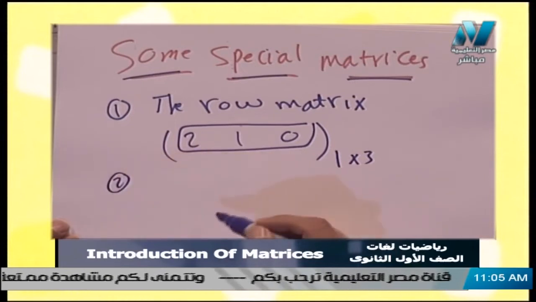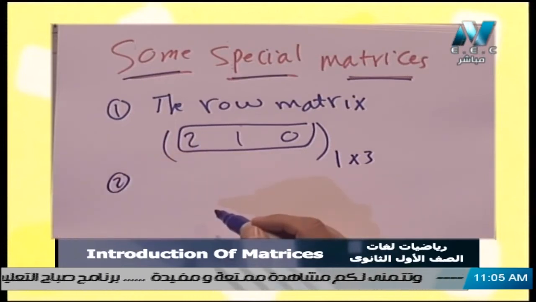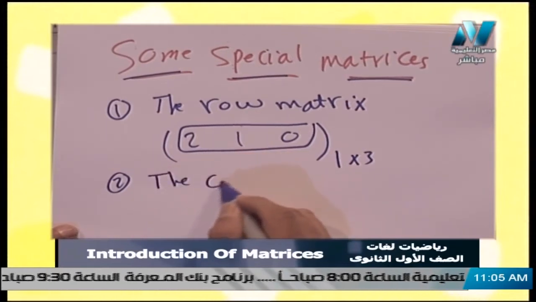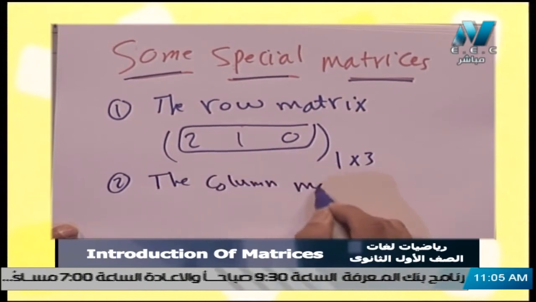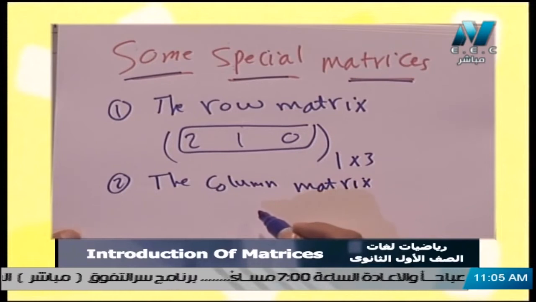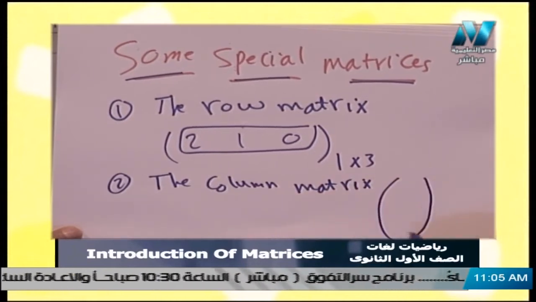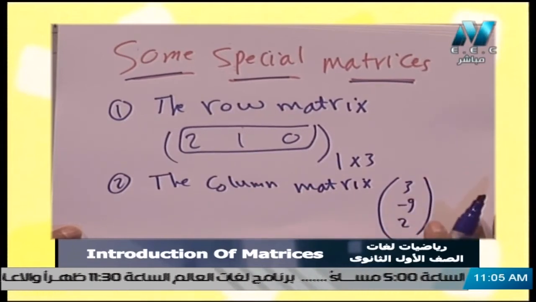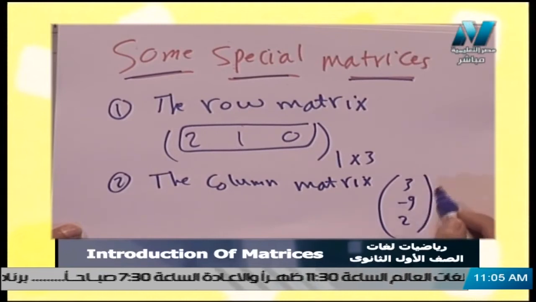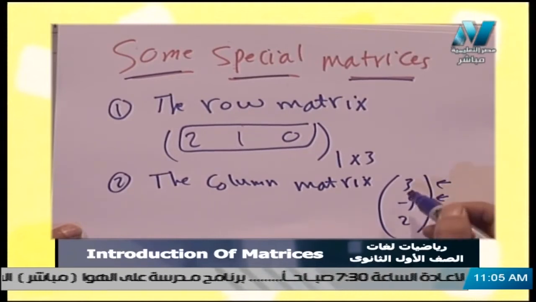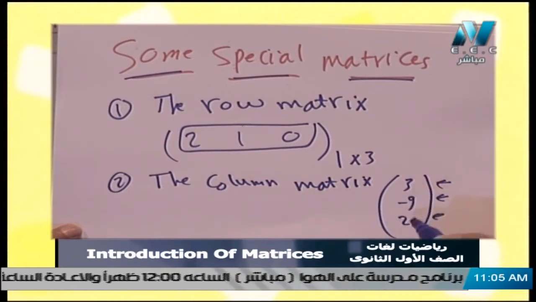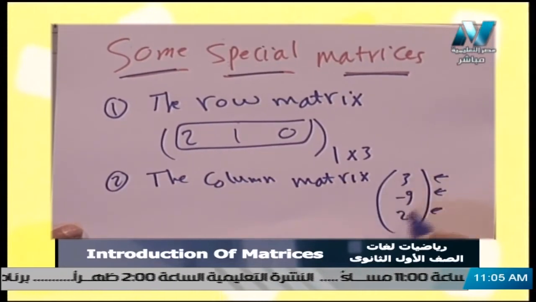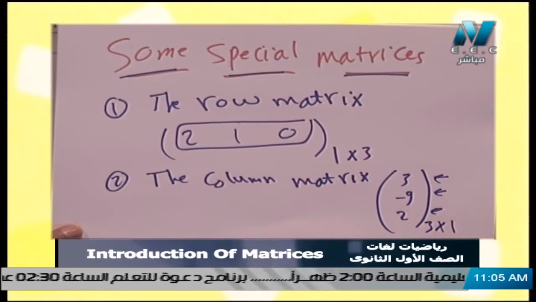Number 2, we have also the second special matrix, which is the column matrix. What is the column matrix? It's just a column here. You can say 3, negative 9, 2. So it's just a column and any number of rows. So we call it a column matrix. This column matrix is of order 3 rows here, but 1 column. Okay.